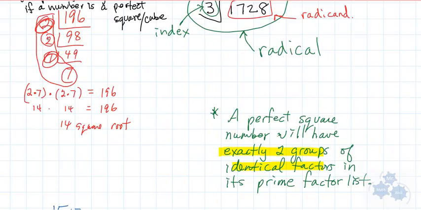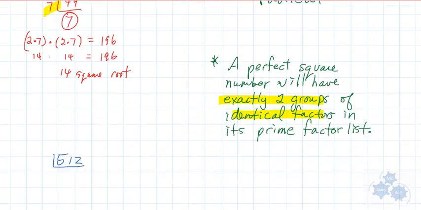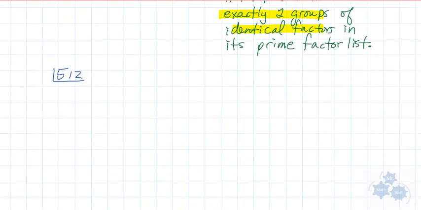So in this case, we found that there are 2 identical sets, right? We've got a 2 and a 7, and another 2 and 7, see? 2 identical groups. And that works for all of the perfect squares. What about perfect cubes? How does it look for a perfect cube number?